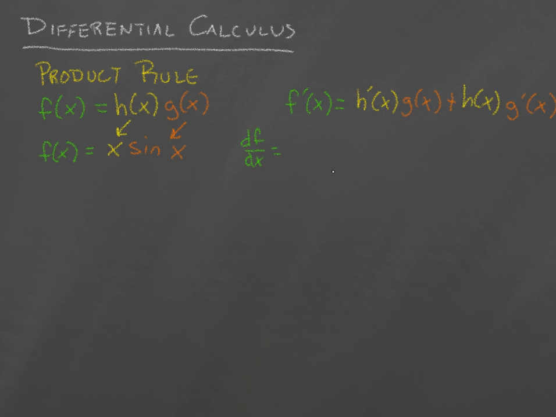So the derivative of f is going to be the derivative of h. The derivative of x is just 1, but times g, so sine of x, plus h, which is x, times the derivative of g, which is cosine of x. So in other words, df/dx is just sine x plus x cosine of x. And so that's all the product rule really means.